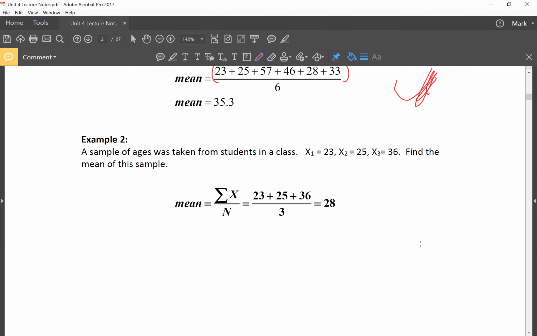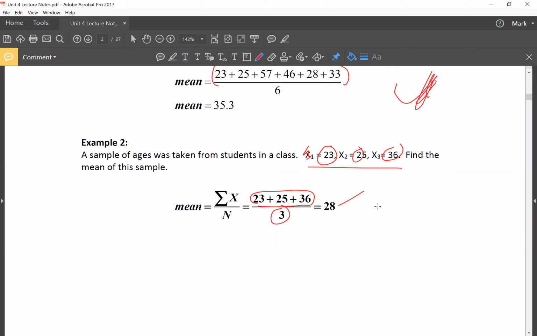So a sample of ages was taken from students in class. There's only 3 samples here. Find the mean of the sample. So 23, I don't care about the X. 23, 25, 36. So add them up, divide by 3, 28. Easy. Oh, and one thing I'll mention too, guys, is the mean should be in between your data.